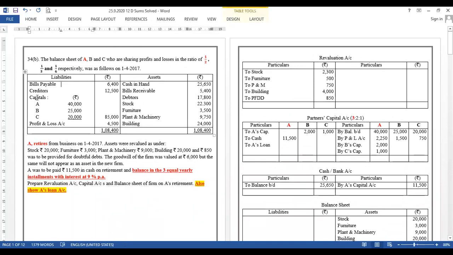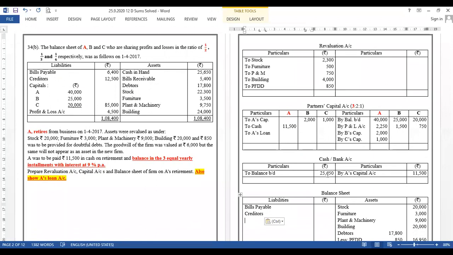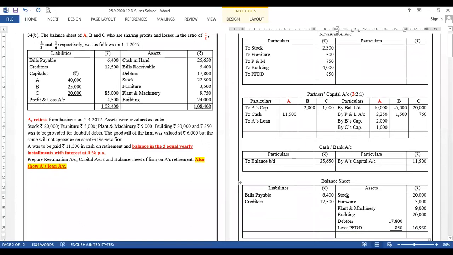Let us go to the balance sheet now. Bills payable and creditors are the two amounts without any adjustments, so let me copy them as they are. Bills payable is 6,400 and creditors are 12,500. Capitals and profit and loss account are already transferred to the capital account. Cash in hand is done. Bills receivable is left out in the balance sheet, so let me write it here: bills receivable 5,400. Debtors, stock, furniture, plant and machinery, building, all five adjustments were there.